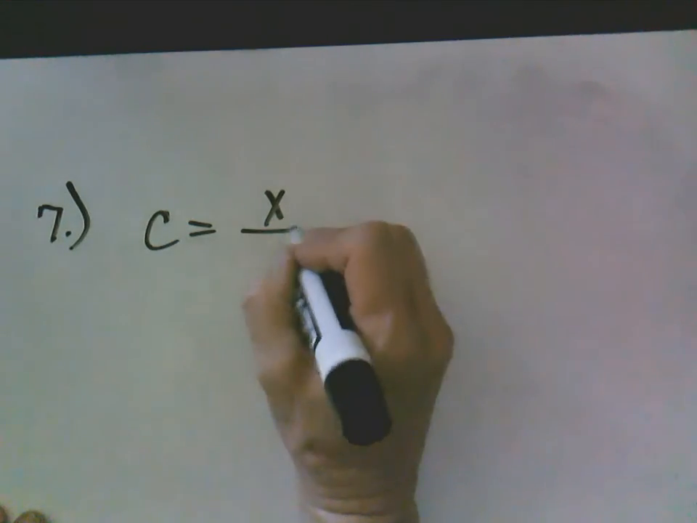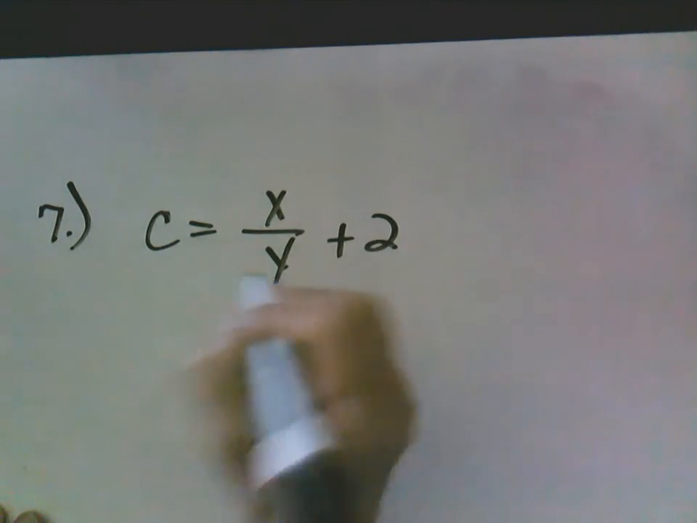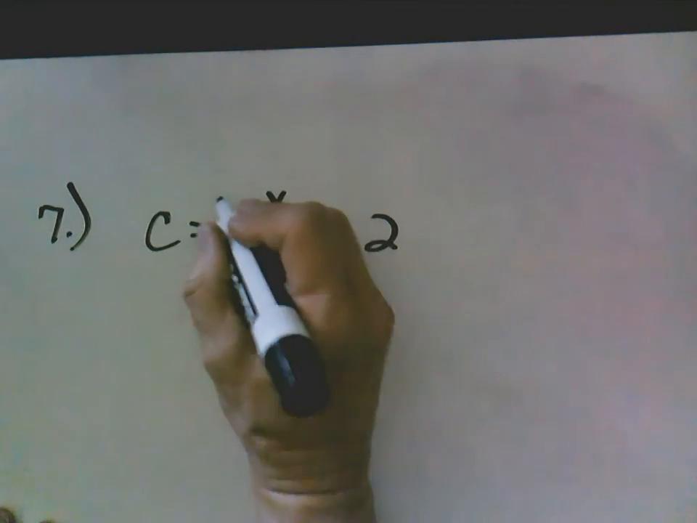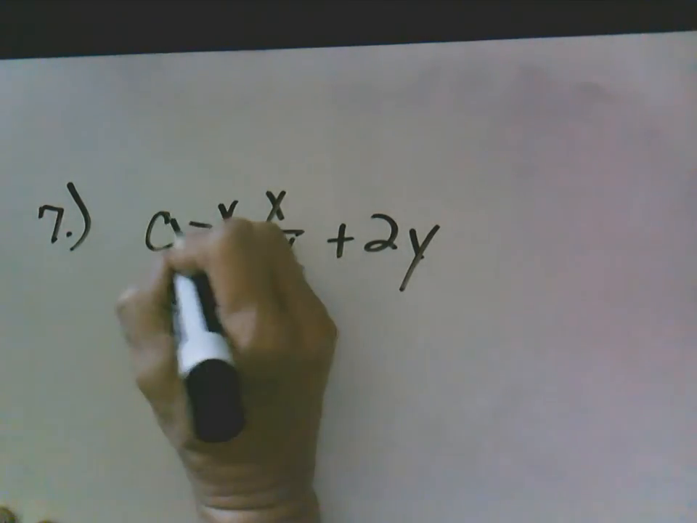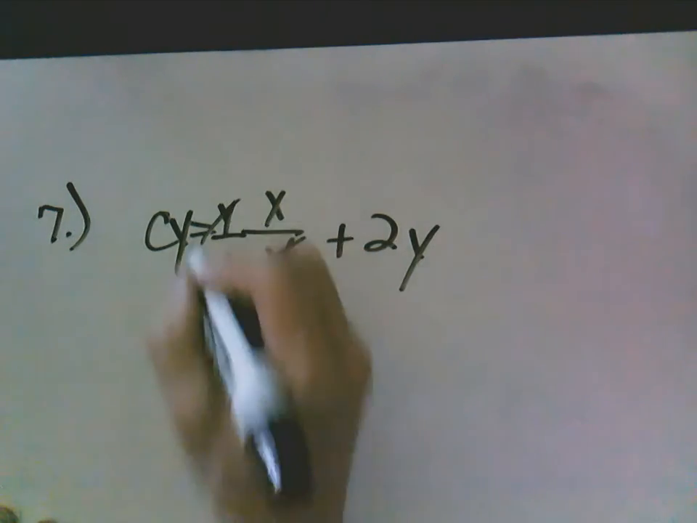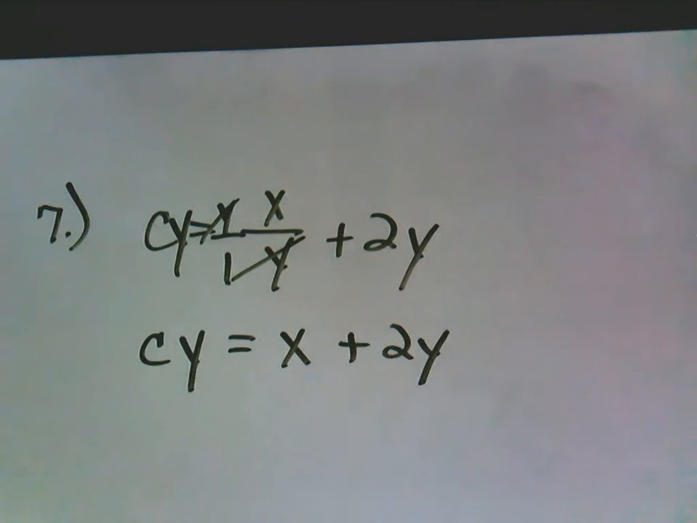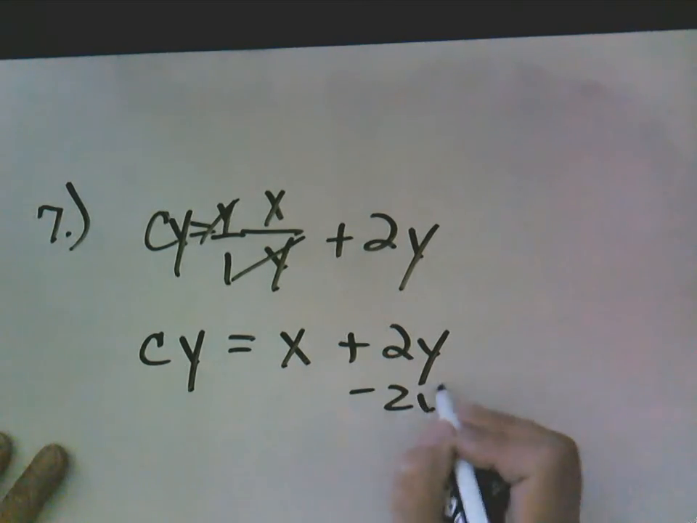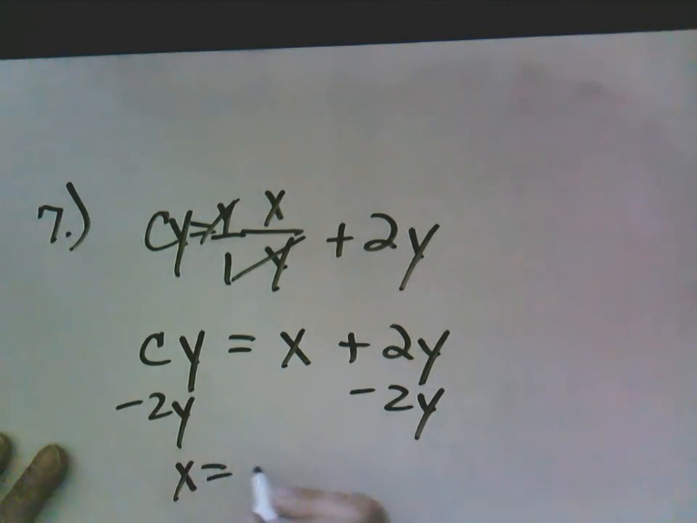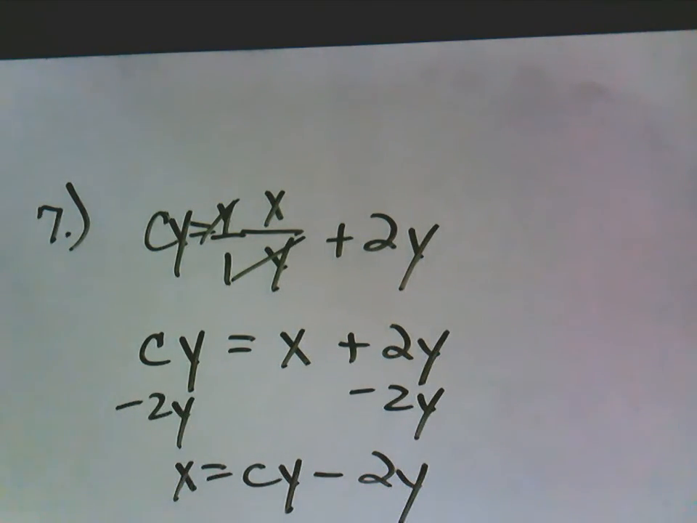So number 7, c equals x over y plus 2. There's that fraction. I'm going to get rid of it by multiplying everything by y. These cancel out, so I get cy equals x plus 2y. Okay? Now I'm solving for x. So now I just have to subtract 2y and I get x equals cy minus 2y. Okay? So go ahead and try number 8. Stop the video, try number 8 on your own and see if you can do it.